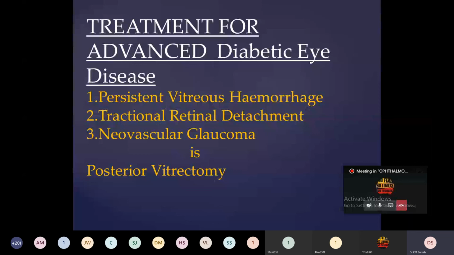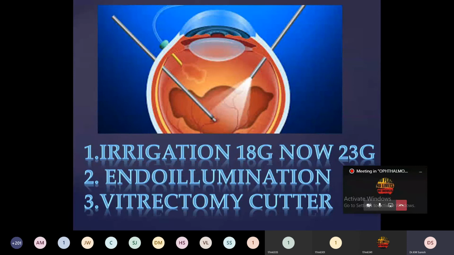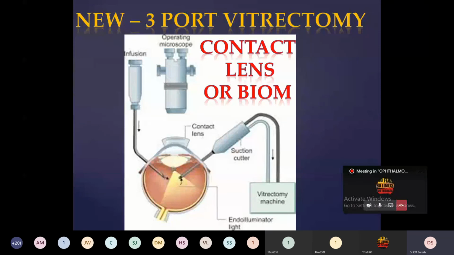Treatment of advanced diabetic eye disease. The advanced eye diseases can be treated by posterior vitrectomy. I think I have already told you how the posterior vitrectomy is done. This is again a diagrammatic picture of three-port vitrectomy, which we have been doing nowadays. For irrigation, you have a cannula. For endo-illumination of the vitreous cavity, you have one more route through the pars plana. Then the vitrectomy cutter not only cuts the abnormal vitreous, but also aspirates it. Again, it's a new technology, three-port vitrectomy.